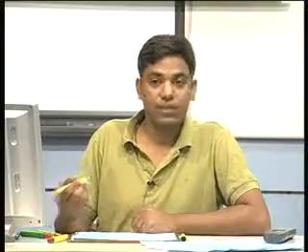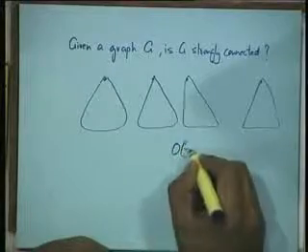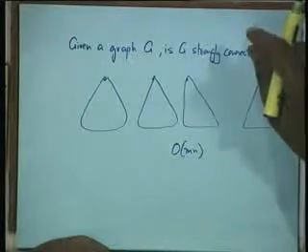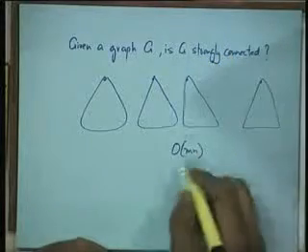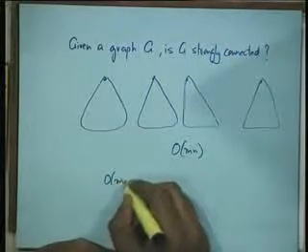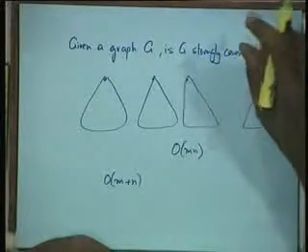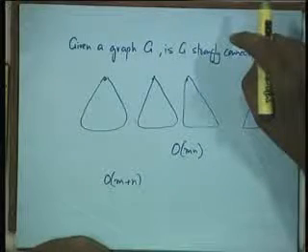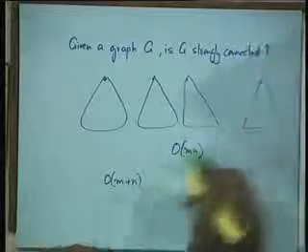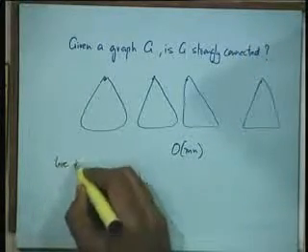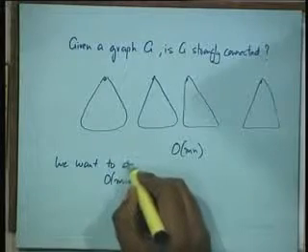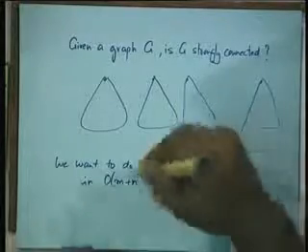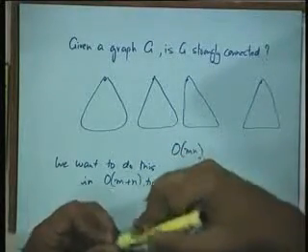Perfectly okay, except how much time does it take? Order mn time. That's too much for us. We want to do it in linear time. So, we want to do it in order m plus n time. So the question is how will you do that?